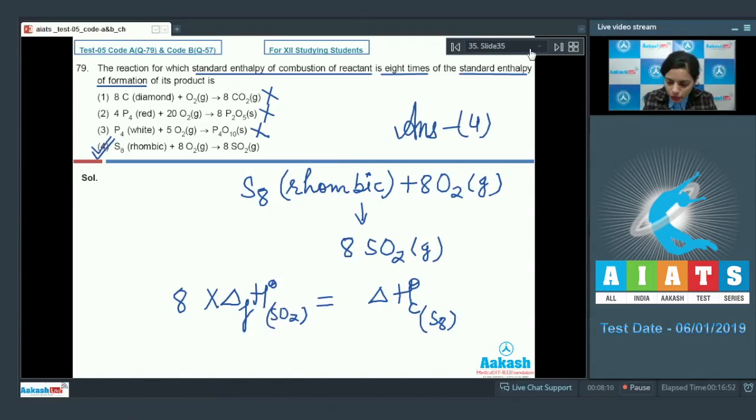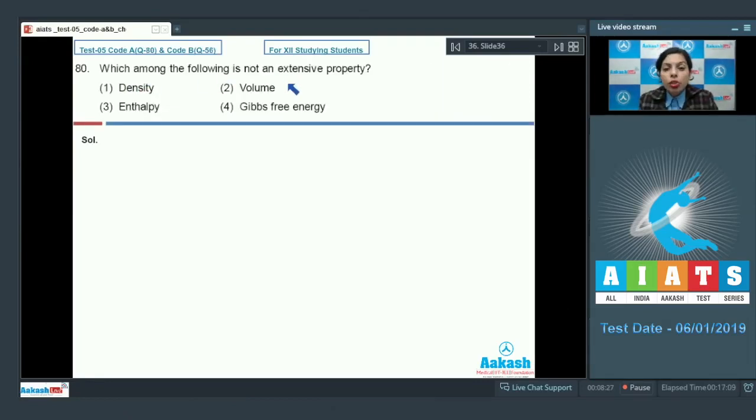Further, let's take next question. Which among the following is not an extensive property? All those properties which does not depend on the quantity of the substance are termed as extensive properties. And among all these properties, only density is that property which can be considered as extensive properties. Rest are intensive properties. That's why the correct answer is option 1. Let's take next question.